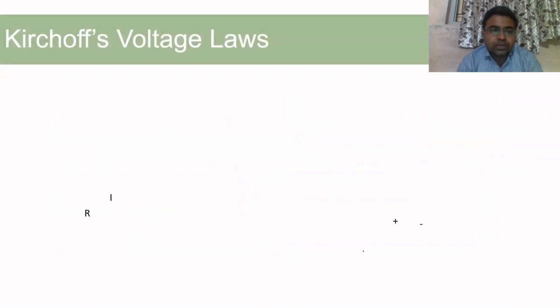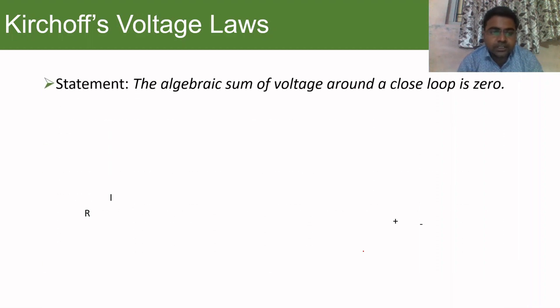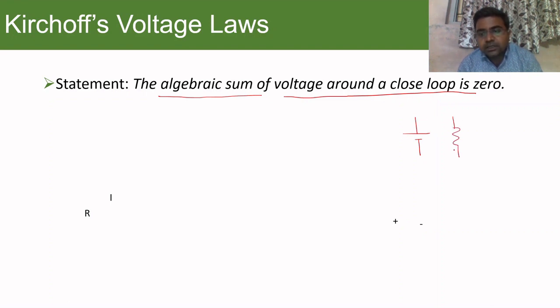Now let's move to Kirchhoff's voltage law. First let's begin with the statement. What is the statement of Kirchhoff's voltage law? The algebraic sum of voltages around a closed loop is equal to 0. So if in a circuit we have any closed loop, we need to take an algebraic sum of what voltages. In any circuitry, we may have a voltage source, and we may have elements like resistors or other elements.